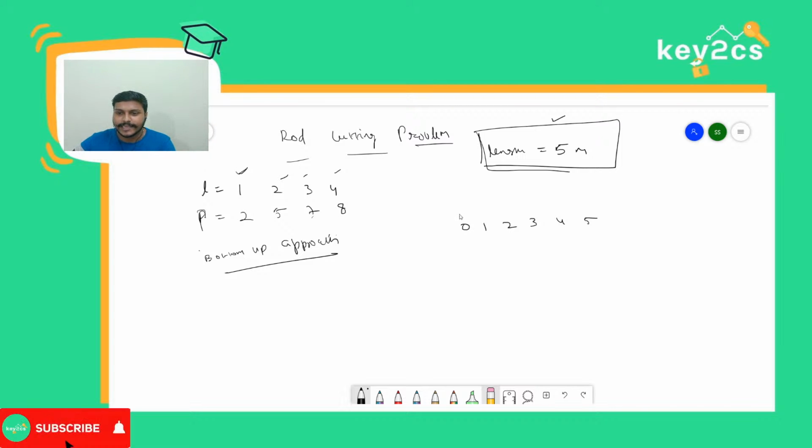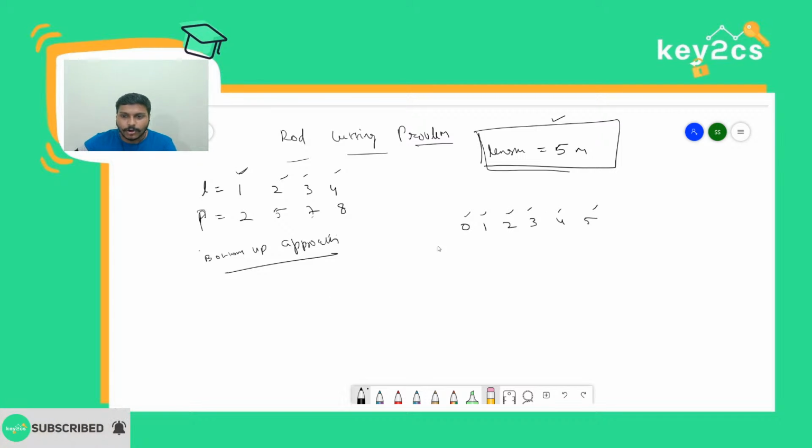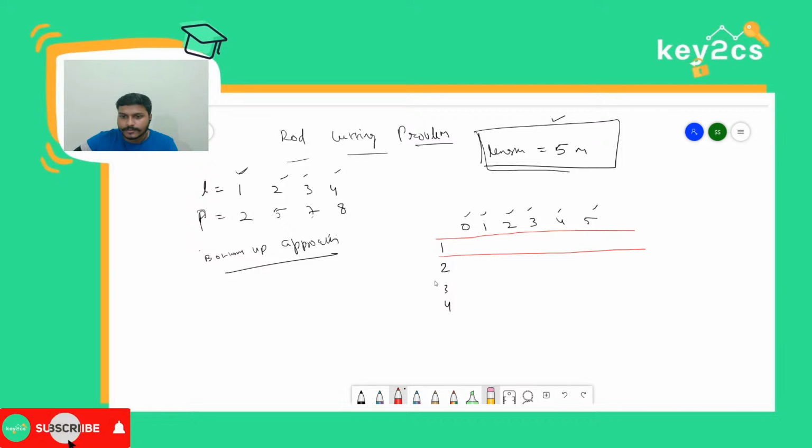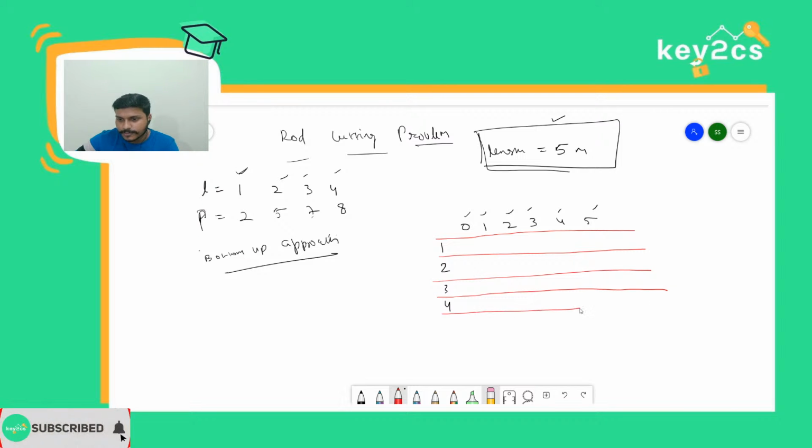So we would take each individual possible length, and the available length of the rod we would write here in this left column. So available rod of length 1, length 2, length 3, length 4. Let's do it quickly, guys. So we'll draw the table up to this. Okay, I've drawn the grid table.